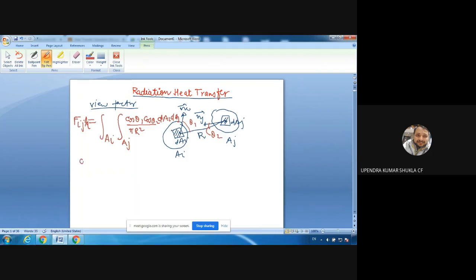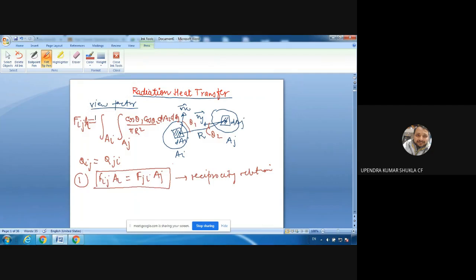As we know that Qij is equal to Qji, we find that Fij Ai is equal to Fji Aj. This is the most famous law related to view factor, and this is point number one. This is called the reciprocity theorem, or reciprocity relation. This is the first point that I would like to make.